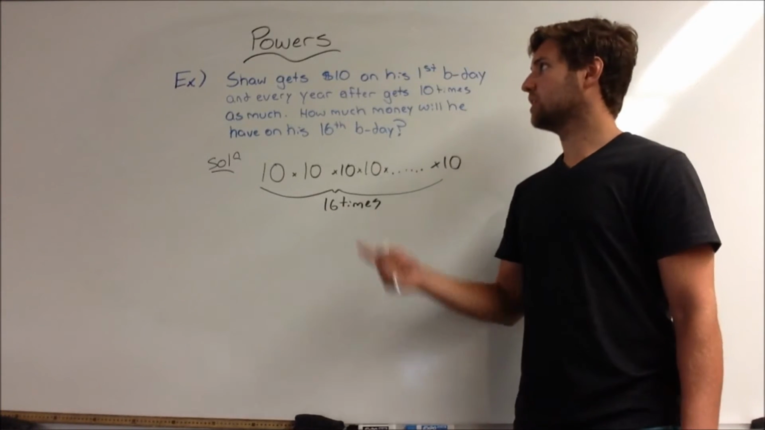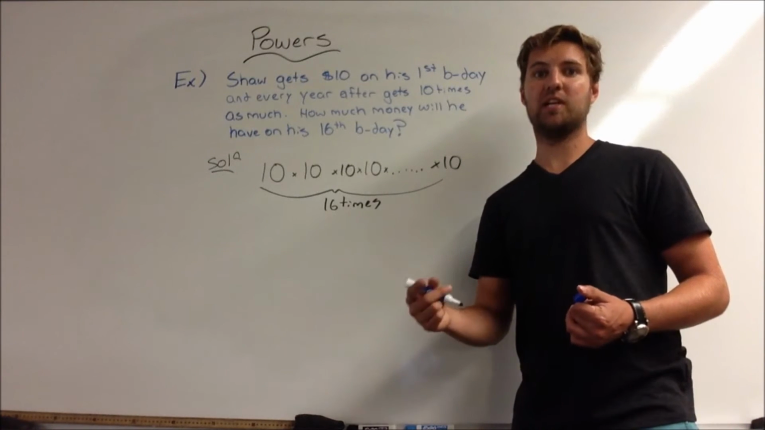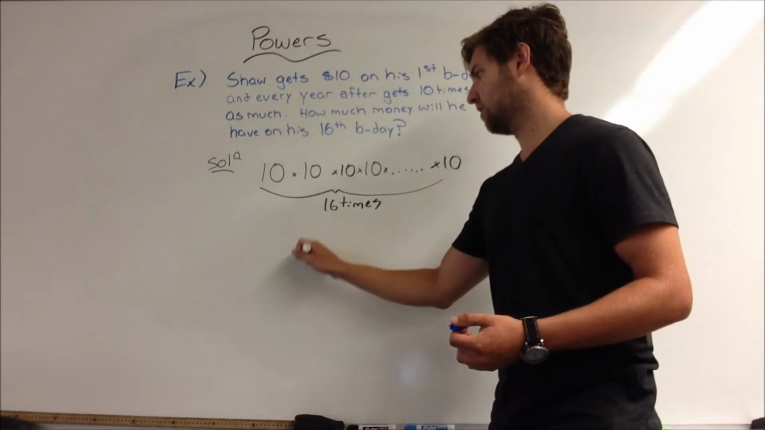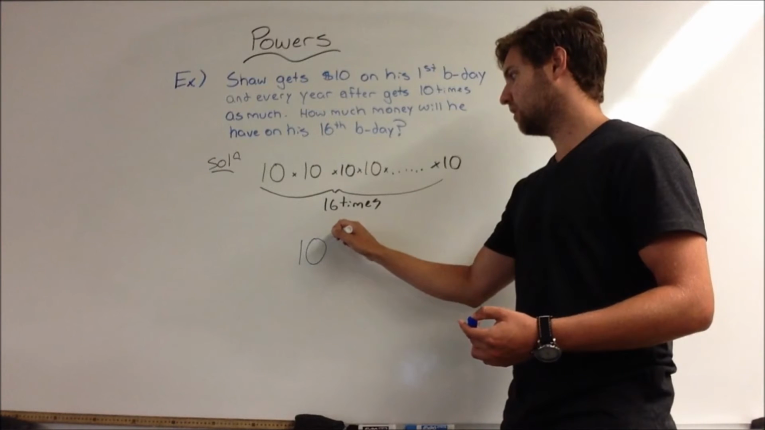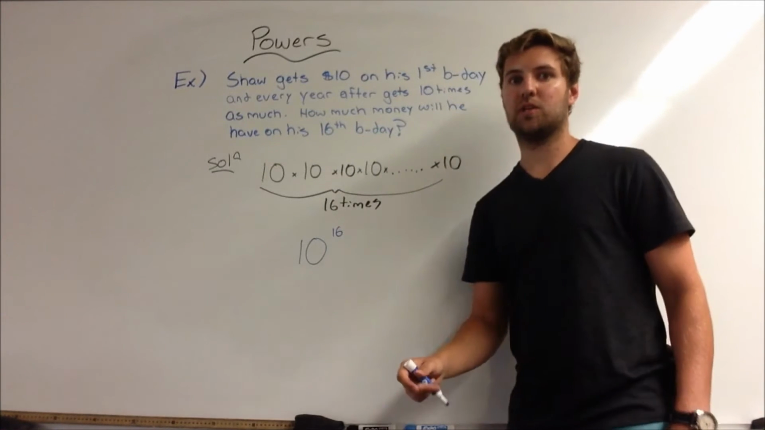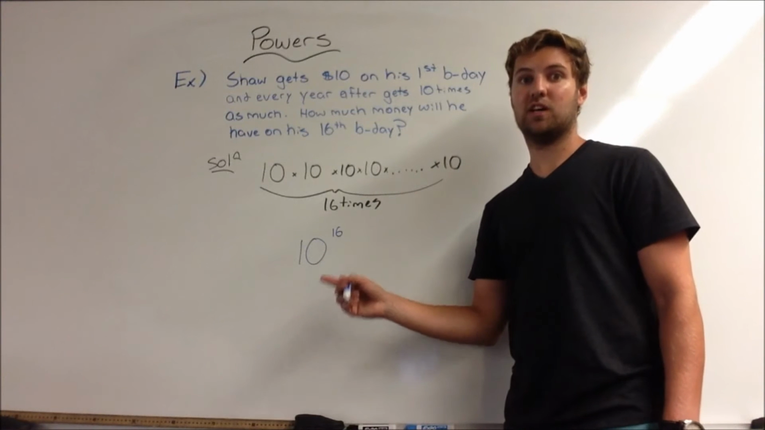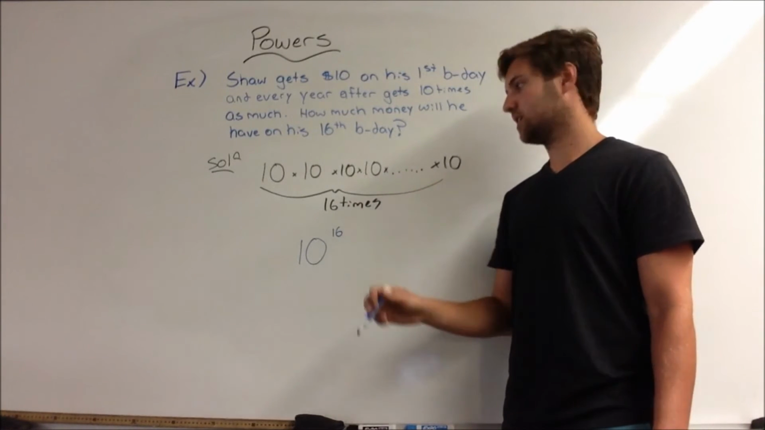No. So these things called powers are a way of writing the repeated multiplication of a number. In this case, we're multiplying the number 10. So we would write 10, and then we would put a little 16 up top. And this means 10 multiplied by itself 16 times. But now we don't actually have to write it out 16 times.